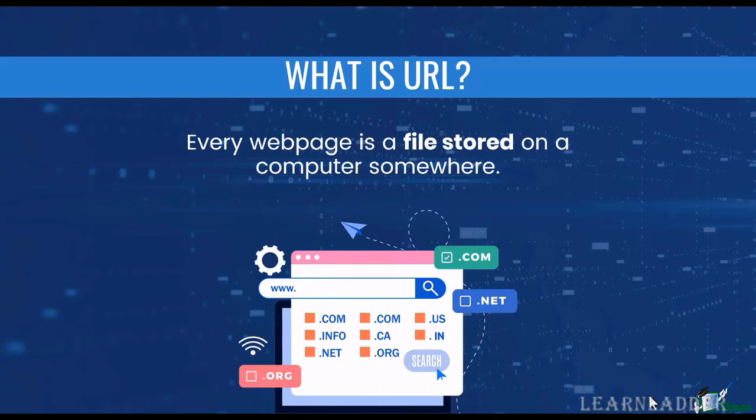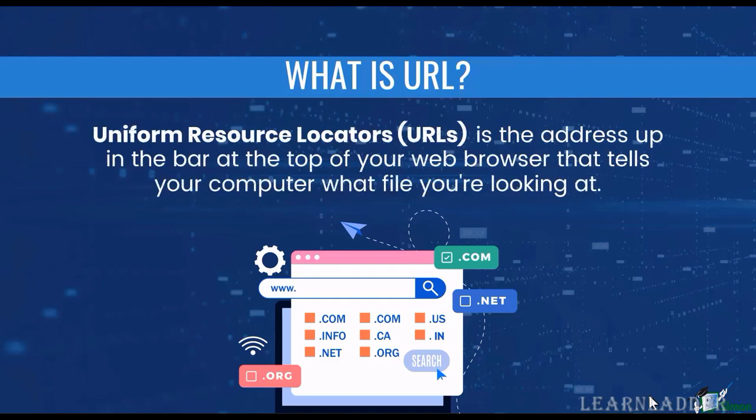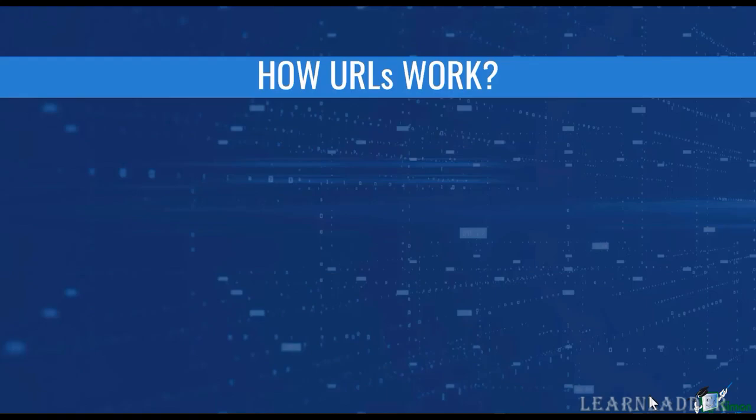Each web page you visit is just a file or files stored on a computer somewhere. When you're typing an address into the address bar, and then that URL includes additional pieces as you browse through the website, the goal is to provide you with a means of finding web content online. This would get you to the correct computer and the correct file on that computer. The URL is the address in the bar at the top of your web browser that tells your computer what file you're looking at. It's essential to know how URLs work to protect you against phishing.